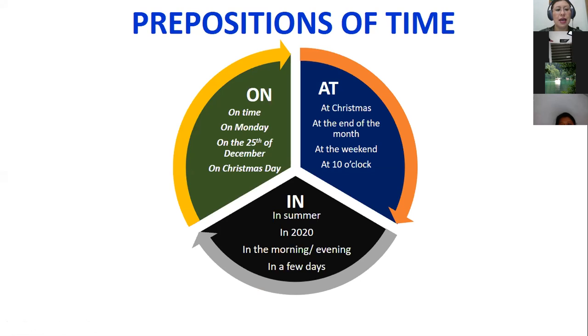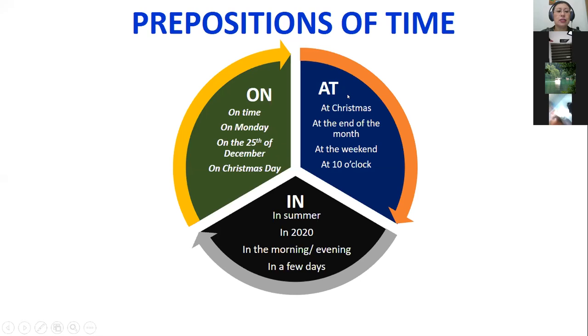So we will say on time, on Monday, on the 25th of December, on Christmas Day. We normally use on to establish a very specific relation, a very specific time. Utilizamos on para establecer una fecha específica, ¿verdad? Por ejemplo, on the 25th of December, el 25 de diciembre. On Christmas Day, el día de Navidad. On Monday, el lunes. On time, a tiempo.